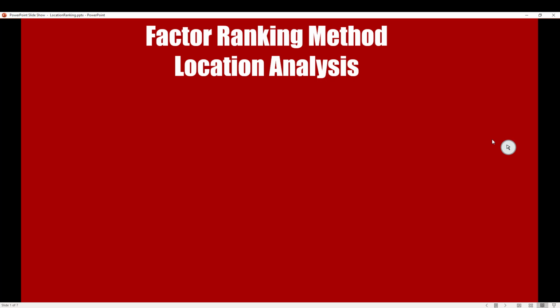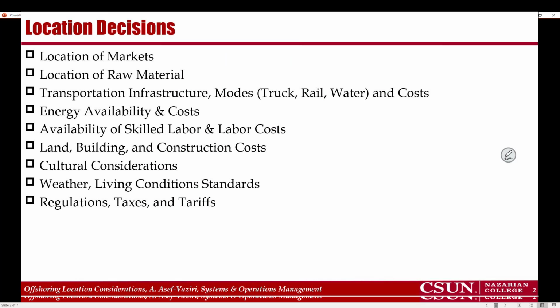It is some sort of objective-subjective method. While we use our judgments, we try to quantify that judgment. When we want to decide about the location of a manufacturing plant or a service center or a warehouse, we consider different factors.